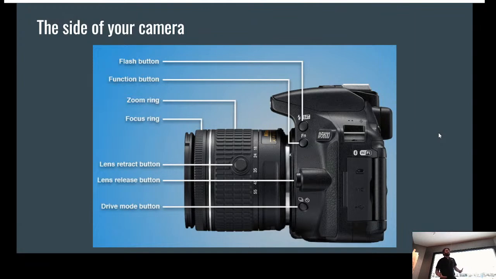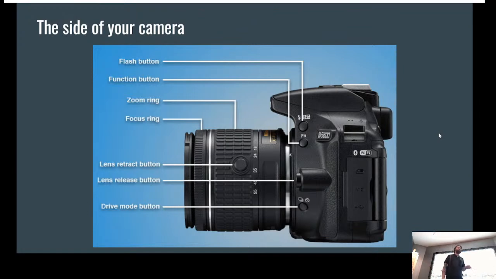But with point-and-shoot models, they give you everything in one camera, so you don't need to replace and put on other lenses. Something like the P950 or P1000 has great zoom and good wide angle, so you never need another lens. From there, you've got your drive mode button.